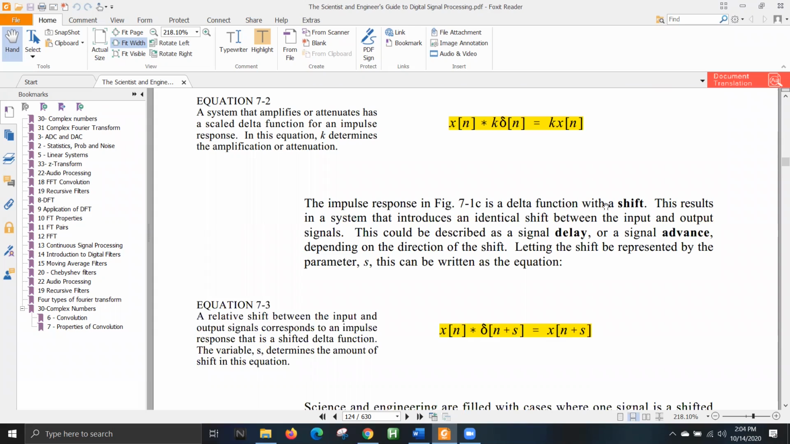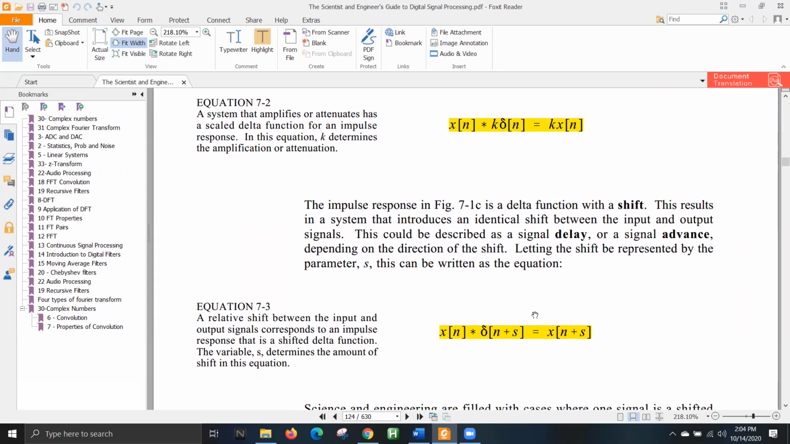Also, there is another version which performs a shift on the delta function. If instead of using the delta function directly, you use a shifted version of the delta function like this, that will be a delayer system. Basically, the system that performs this operation will be called a delayer system or an advancing system based on whether S is positive or negative.